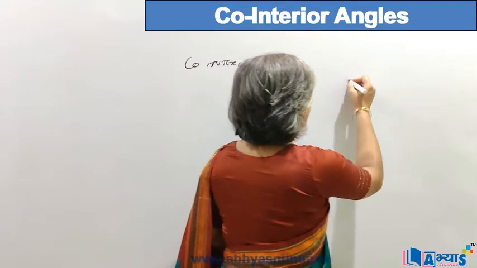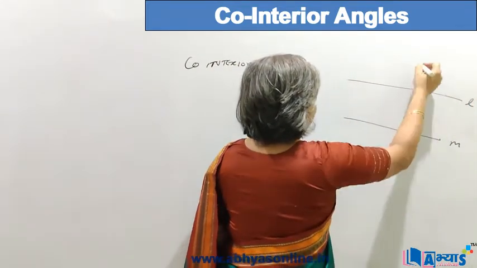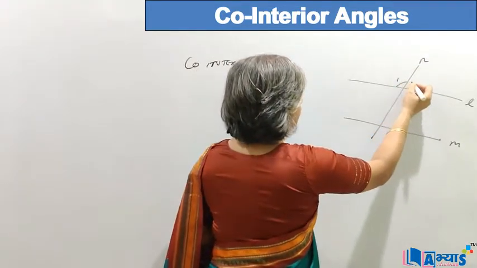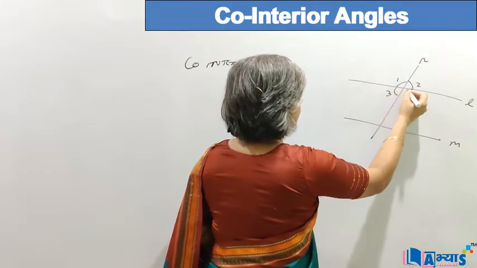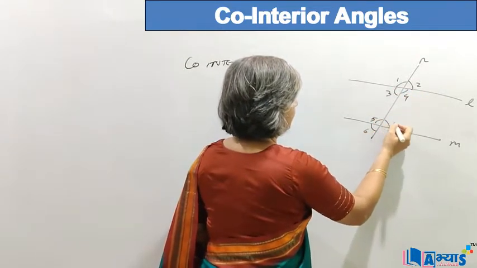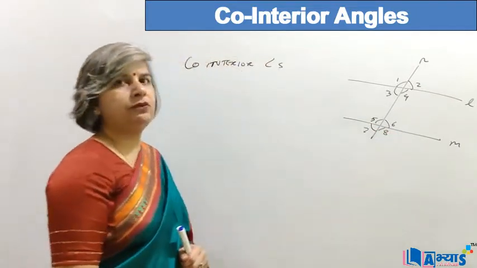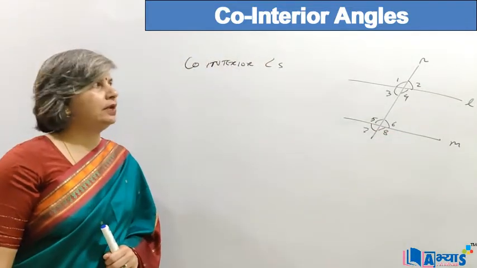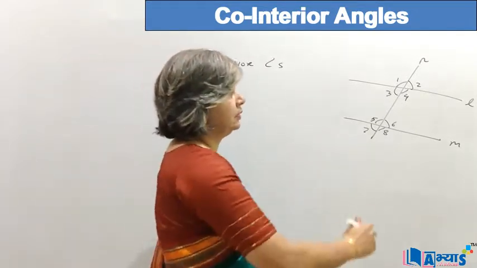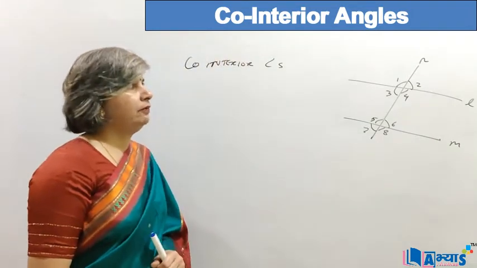That means if we have two lines L and M and a transversal N cuts them, and we name the angles 1, 2, 3, 4, 5, 6, 7 and 8. So we have two straight lines L and M and a transversal N which cuts these lines. The angles formed are 1, 2, 3, 4, 5, 6, 7, 8.